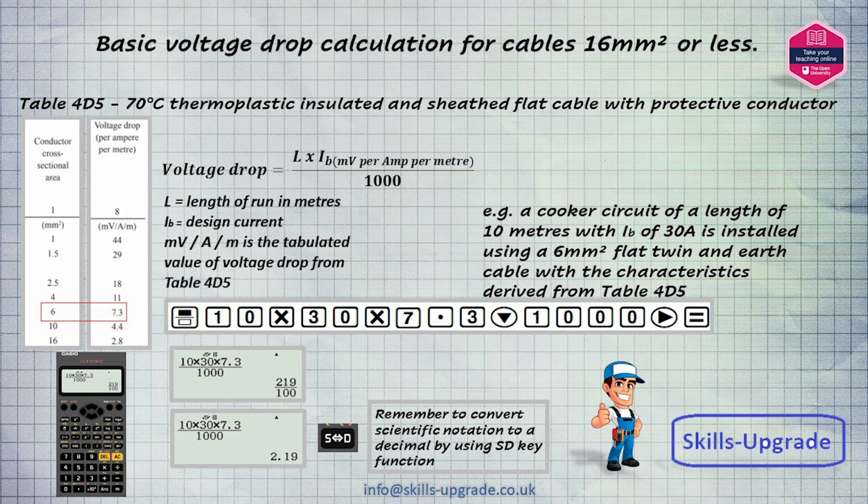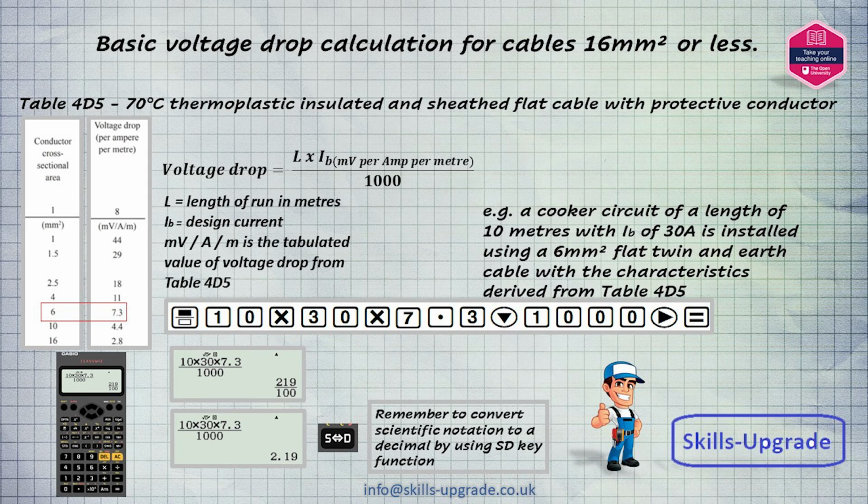Okay, so now we've learnt a few of the functions on the calculator, let's put them to use. First example is for a 6mm squared twin and earth cable being chosen for a cooker circuit. The design current is 30 amps and the length of the circuit is 10 meters.